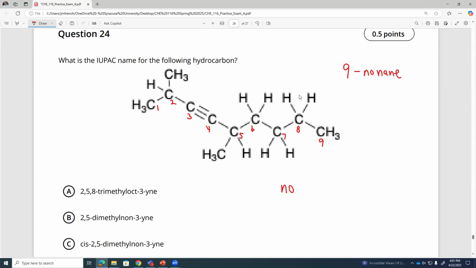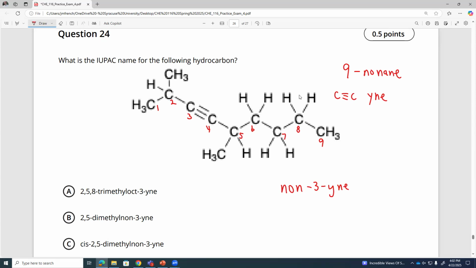We have a triple bond. We've got a carbon-carbon triple bond. So that would be the yne we have to add. So that would make this non-3-yne, right? I've got 9 carbons. On those 9 carbons, on the 3rd carbon, my triple bond starts.